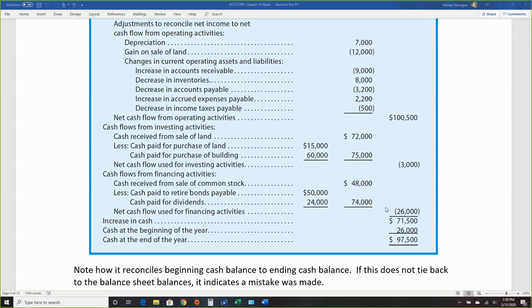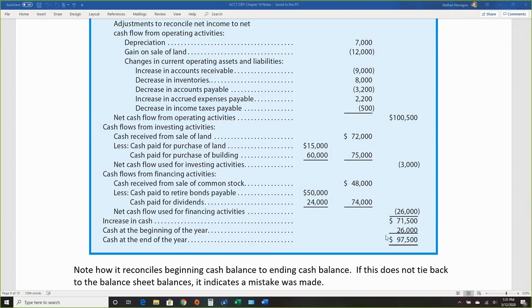So what we do is we take the total of these. So basically $100,500 minus $3,000 minus $26,000 gives us this increase in cash of $71,500. Then we're going to take the cash at the beginning of the year. This is found on that comparative balance sheet. Okay. Add them together. And this should be your cash at the ending of the year.